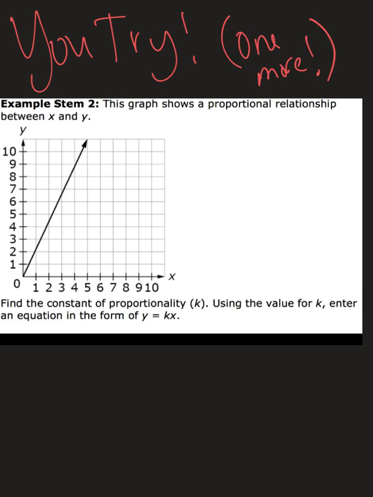Give it a try yourself. There is one more you try after this, so calculate this. This one is in y equals kx format this time.